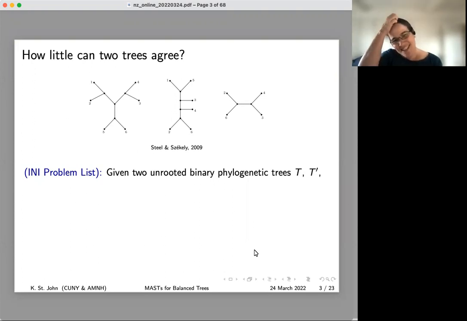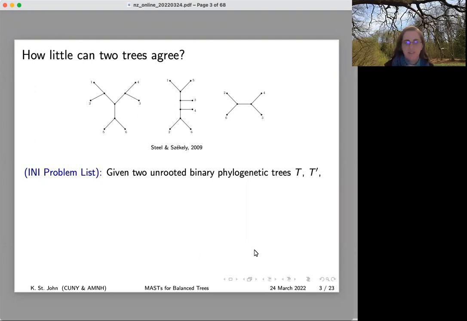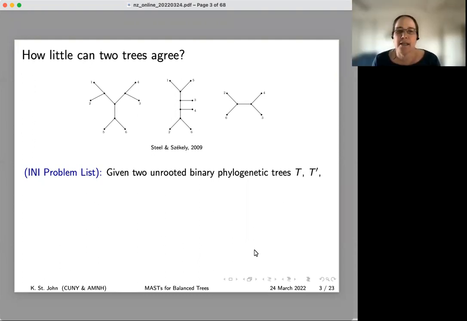So this is a problem list from the semester at Isaac Newton. And Mike had in his office a crate of wine. And if you solved one of the problems before the end of the semester, you got a bottle of wine. So this was one of the problems.